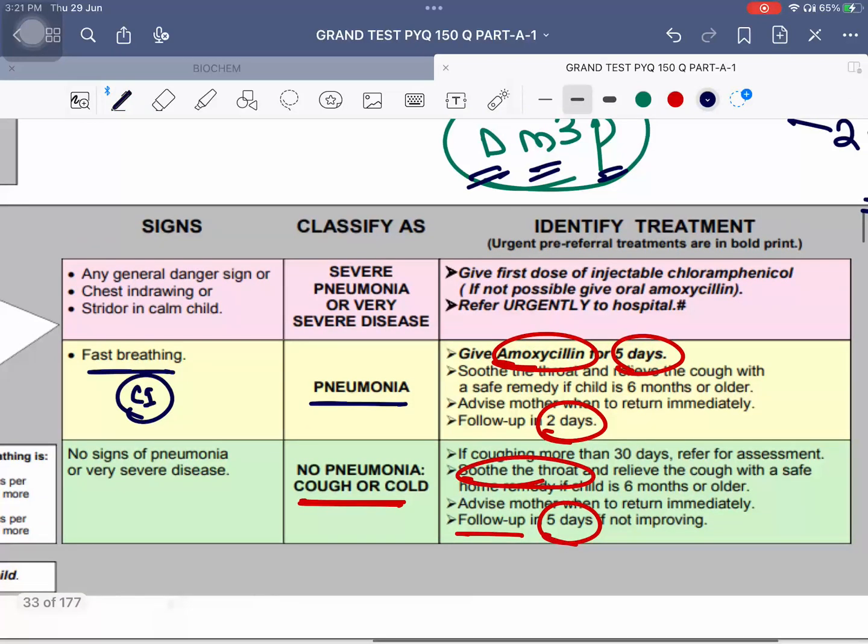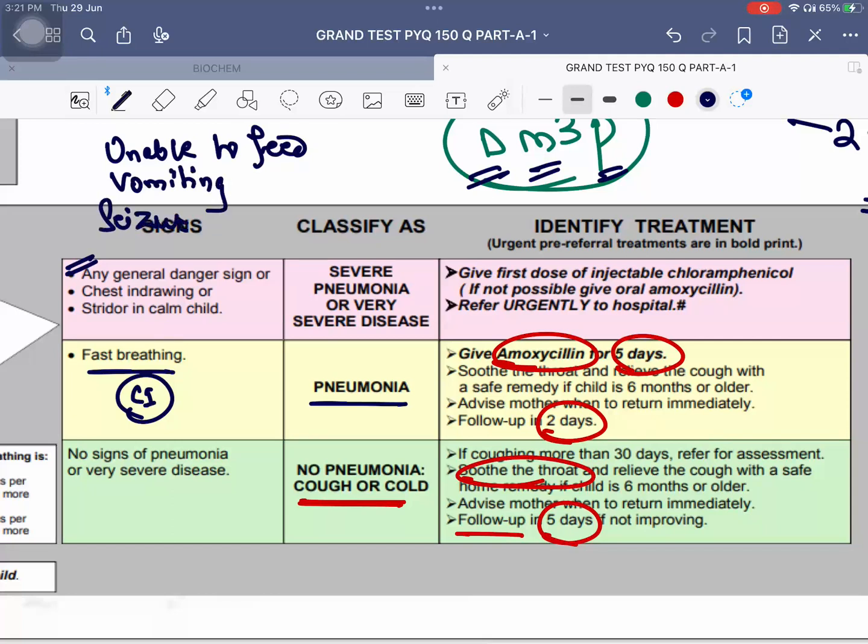Last is if the child is having any general danger sign. What is any general danger sign? If the child is unable to feed, if the child is having consistent vomiting, if the child is having seizures or convulsions, if the child is unconscious or the child is lethargic. Okay, these are the general danger signs. So if any one of the general danger signs is there, okay, that is definitely an indication to classify the child into which category? Pink category, that is severe pneumonia. Okay, or a very severe disease you can call it.